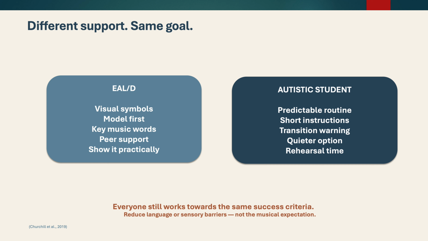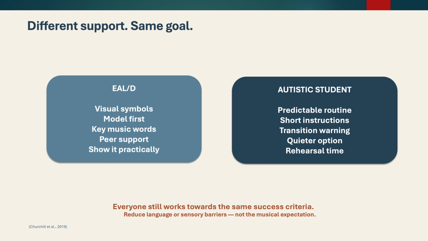Differentiation is built into the lesson rather than creating separate activities. For the EALD learner, I use visual rhythm supports, gestures, repeated vocabulary, modelling, and supportive peer pairing. The student can also demonstrate understanding through performance rather than relying heavily on written or spoken English. For the autistic learner, I provide a predictable visual sequence, transition warnings, clear instructions, and additional rehearsal time. Quieter percussion or body percussion can be used, with the option to perform within a smaller group.